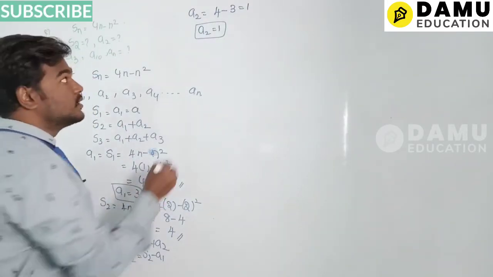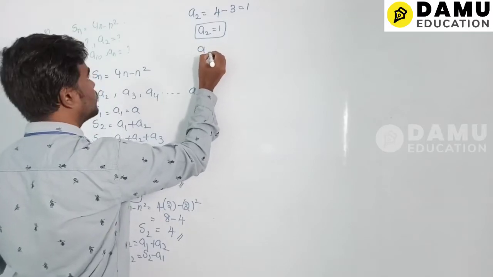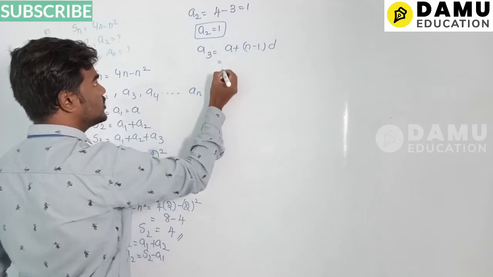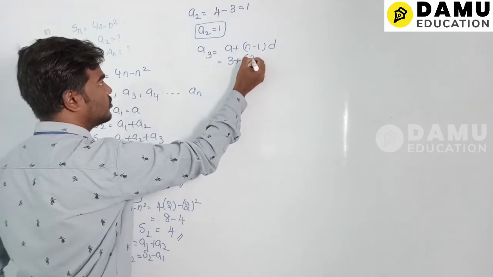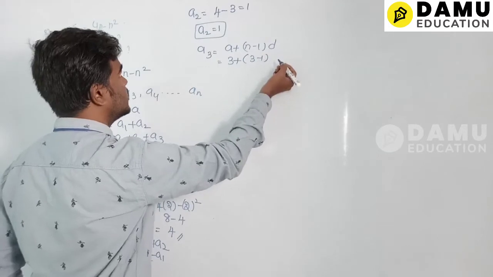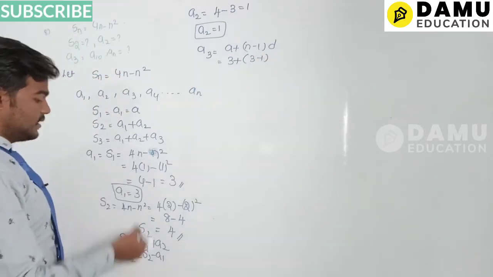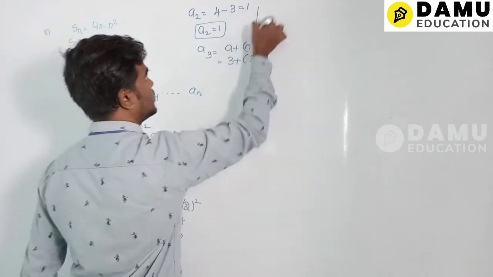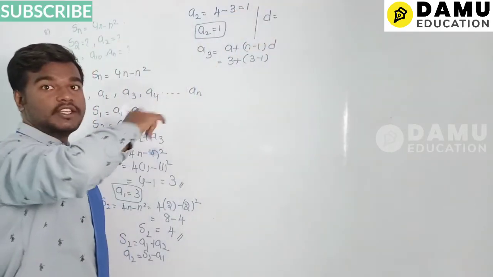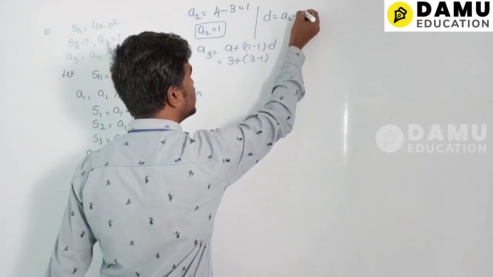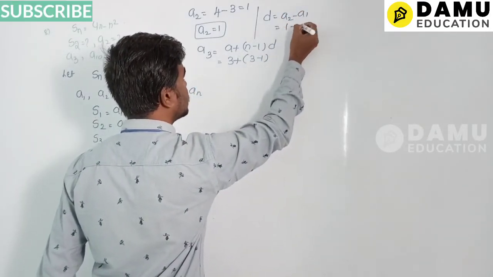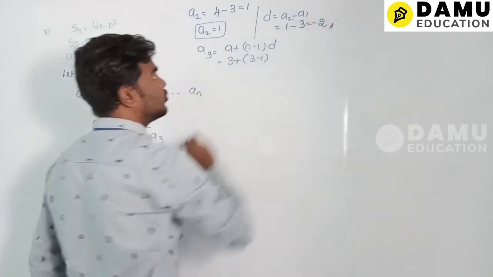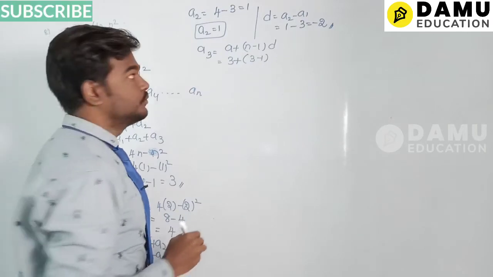Then what is A3, the third term? A plus n minus 1 into D. So the first term is 3, plus n minus 1. What is the common difference? We don't know the common difference, but here we can find it. The difference will be equal to A2 minus A1. A2 is 1 minus A1 which is 3, so we will get minus 2. So the common difference is minus 2.